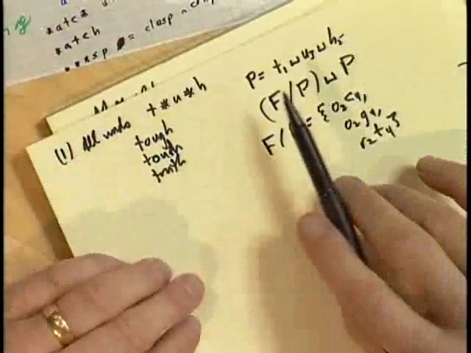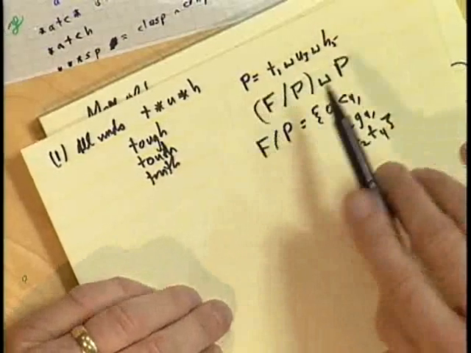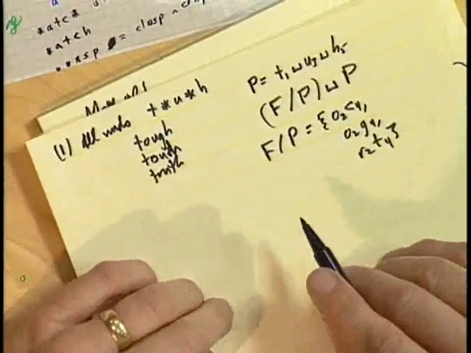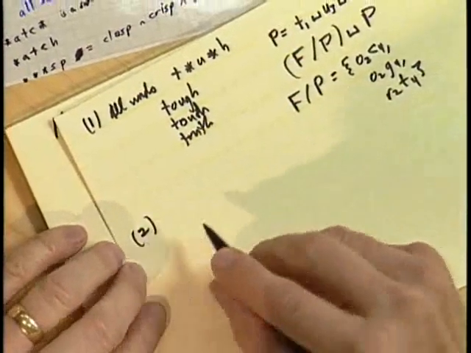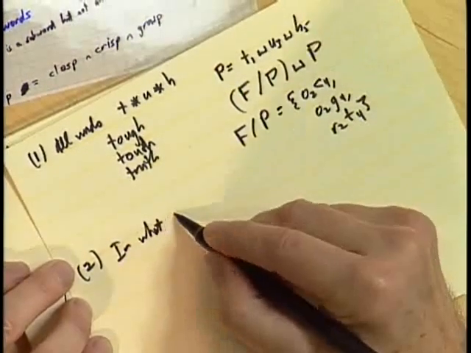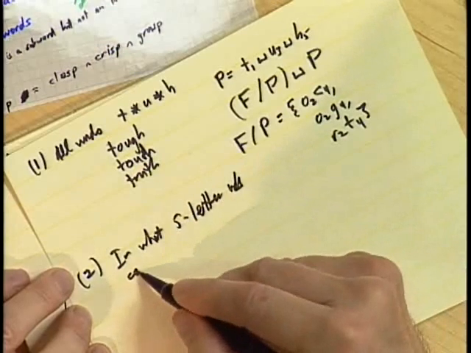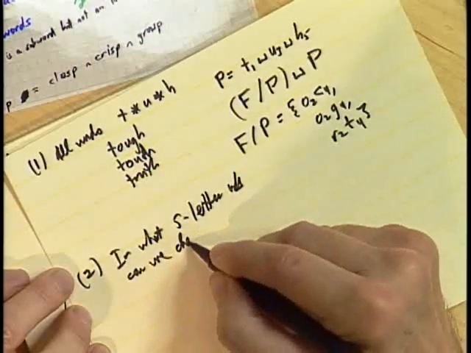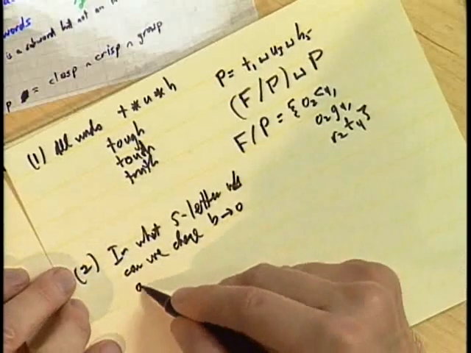So find all words that contain everything in the denominator. Second query: in what five-letter words can we change a B to an O and still get another word?